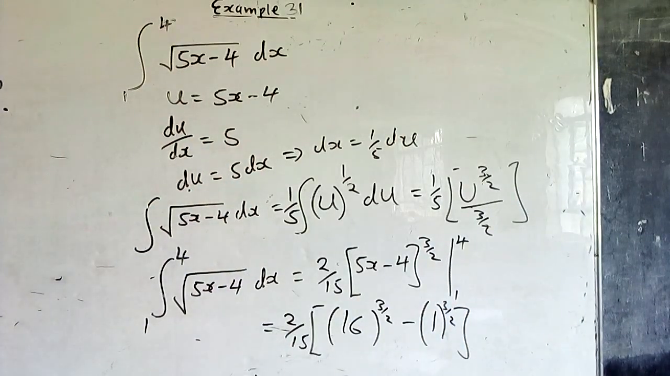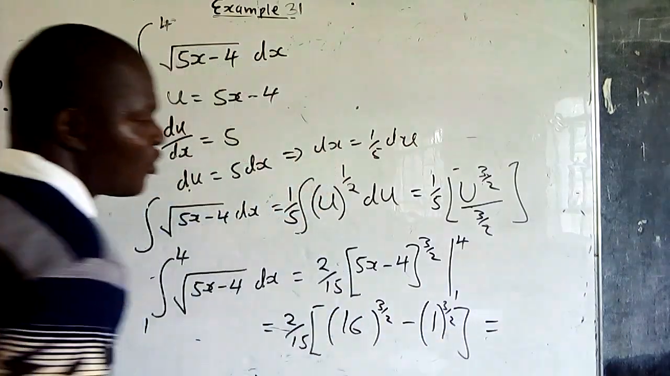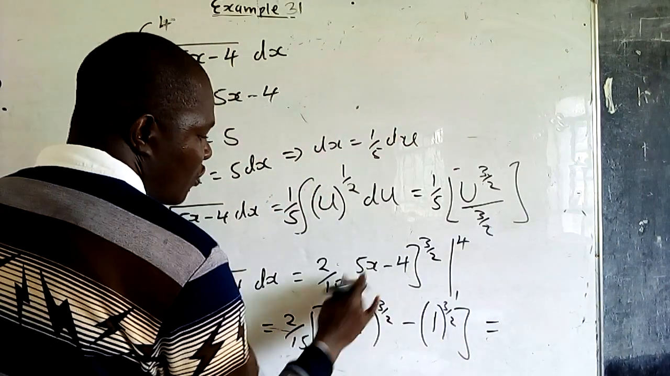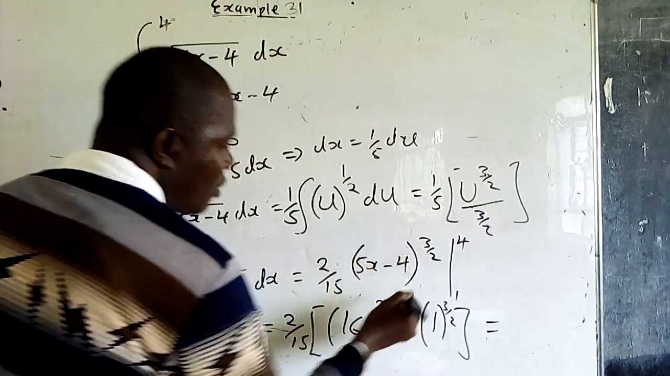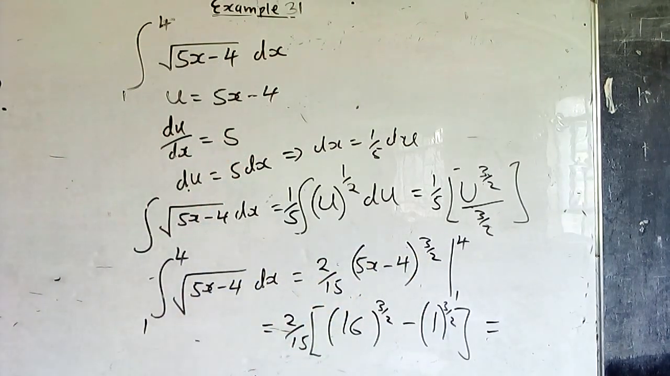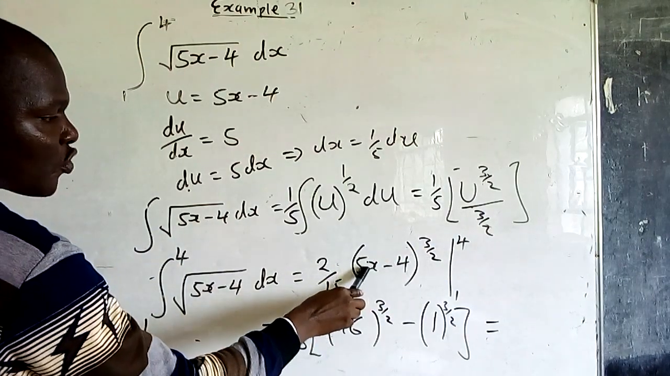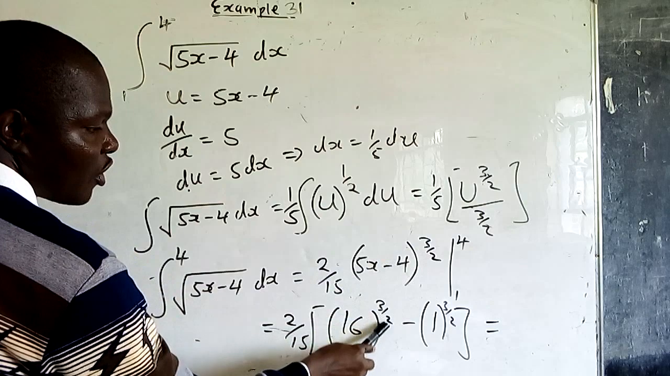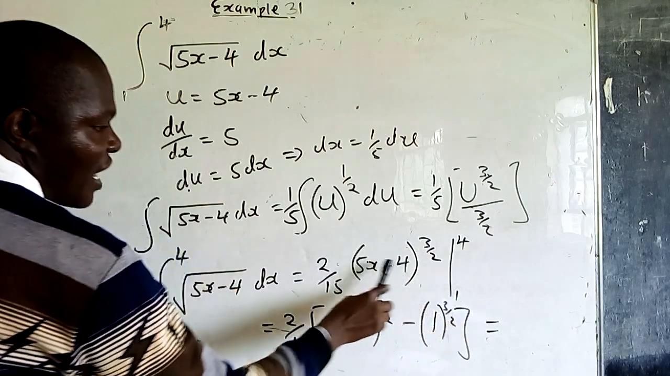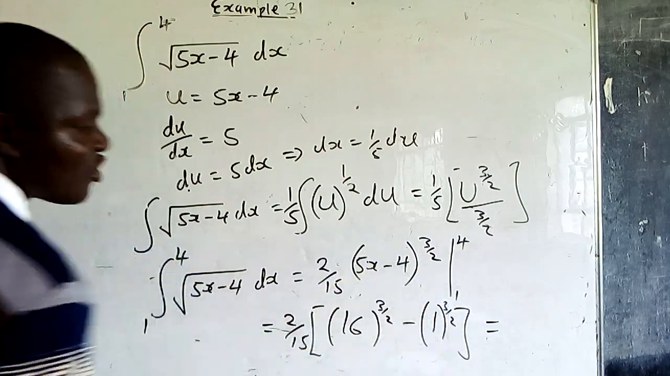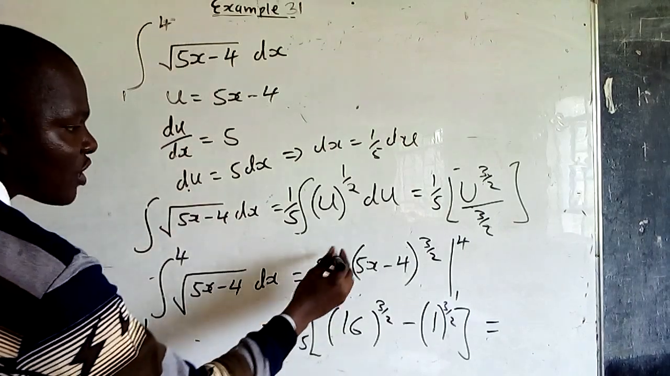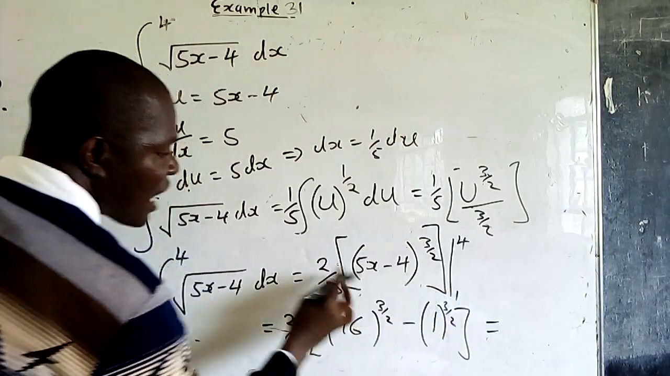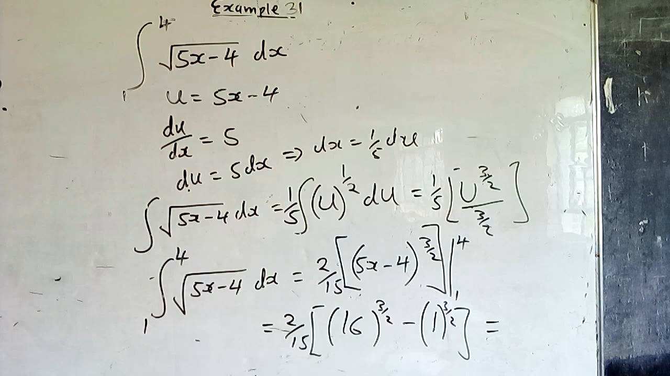Are we together? What do you get if you substitute the limits? Let me use this bracket to make it look neat. You get that, isn't it? Where there is x, when you put 4, it is 20 minus 4, 16 raised to power 3 over 2. Then minus lower limit, when x is 1, 5 minus 4, you get 1 raised to power 3 over 2. Then outside the whole of it is 2 over 15, isn't it? So what do you have there?